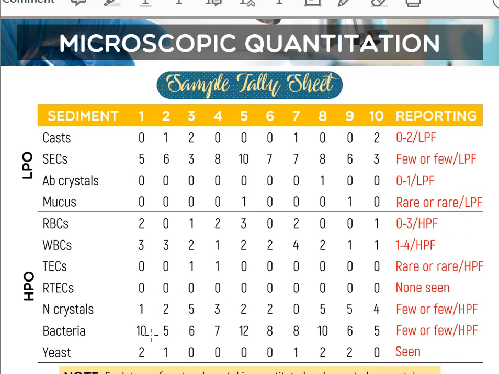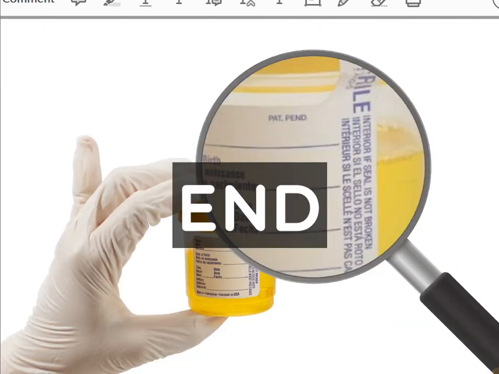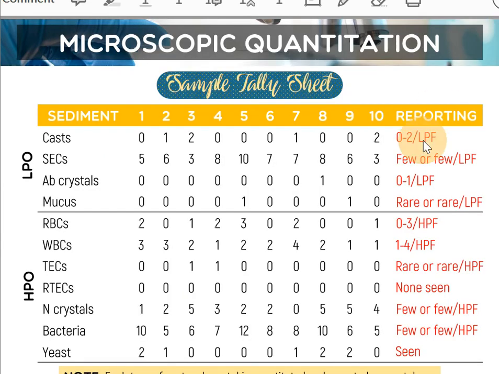So, sample tally sheet here. Alright. Note here, guys, that each type of cast and crystal is quantitated and reported separately. So, be careful, okay?